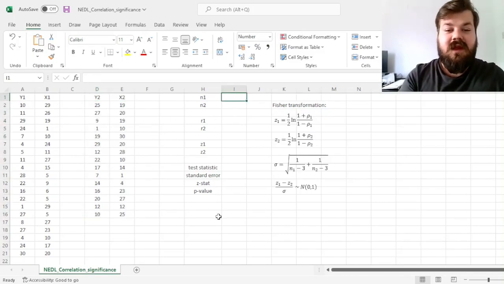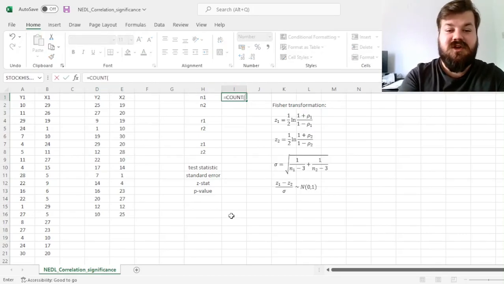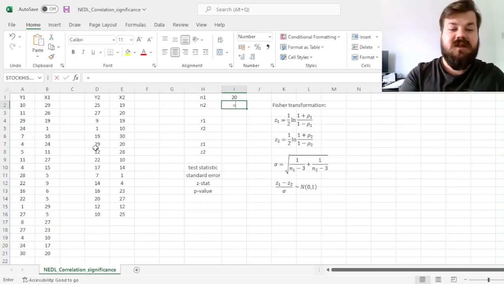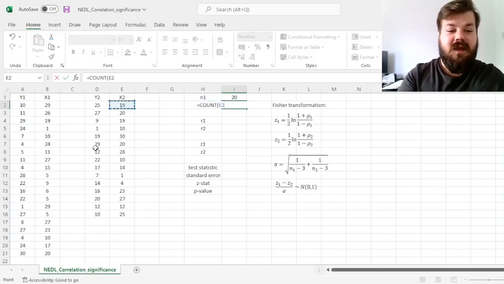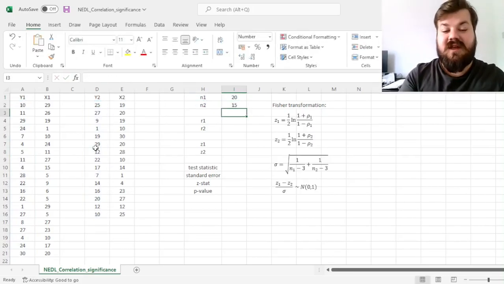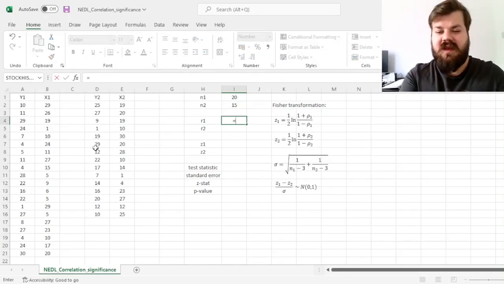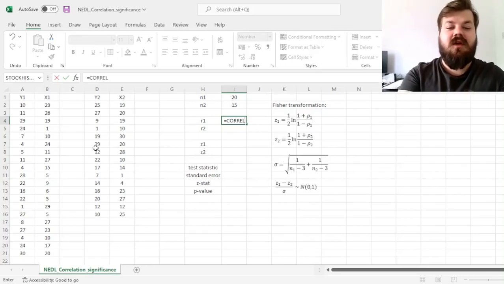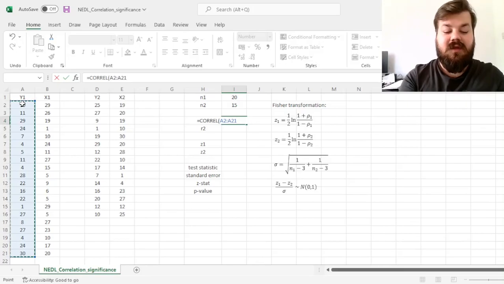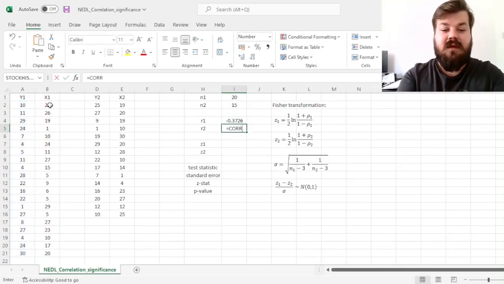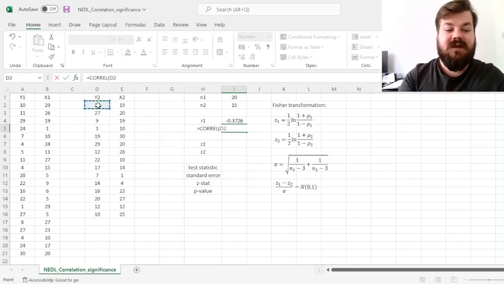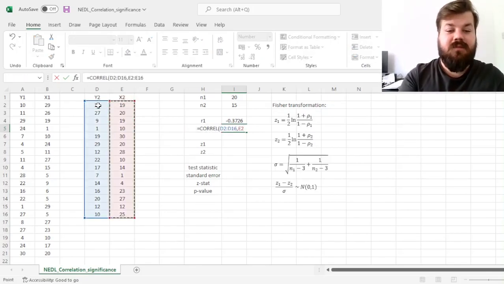Well, first of all, let's document the sample size. We can just count any of the variables. So let's count the Y variable, 20 for dataset 1 and 15 for dataset 2 respectively. And then let's calculate the correlation coefficients. The easiest way would be to just use the CORREL function, the built-in Excel correlation function, calculating correlation coefficients between Y and X for the first dataset and for the second dataset as well.